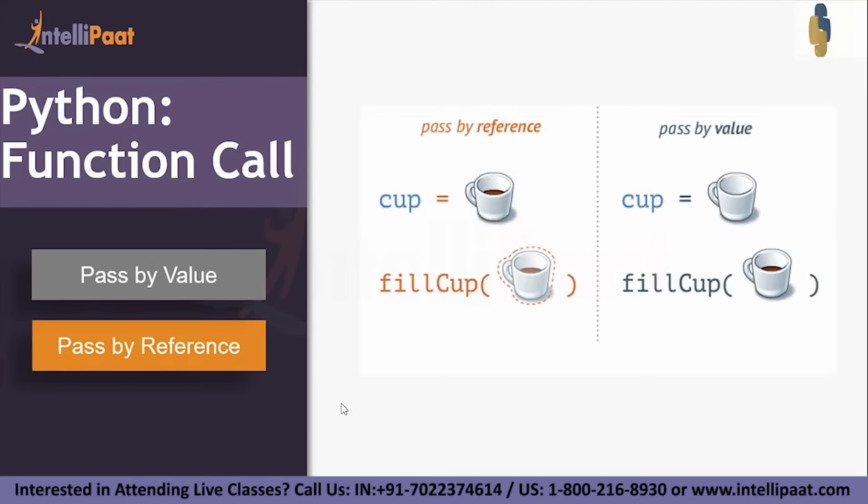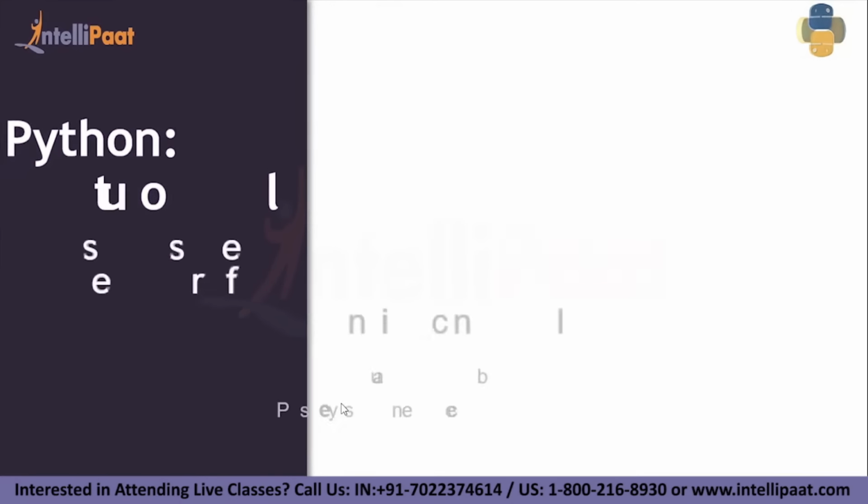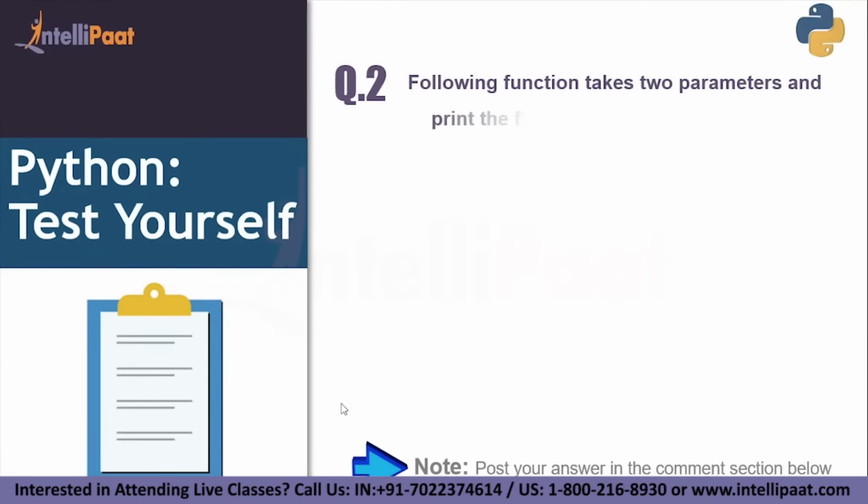Here on the screen is a very good example of pass by reference and pass by value. In pass by reference, you are filling a cup using the reference of the cup, and in pass by value, you are actually filling the cup using some values. So this was all about how you can define a function and how you can call it in Python. Let's get back to the quiz and test yourself.